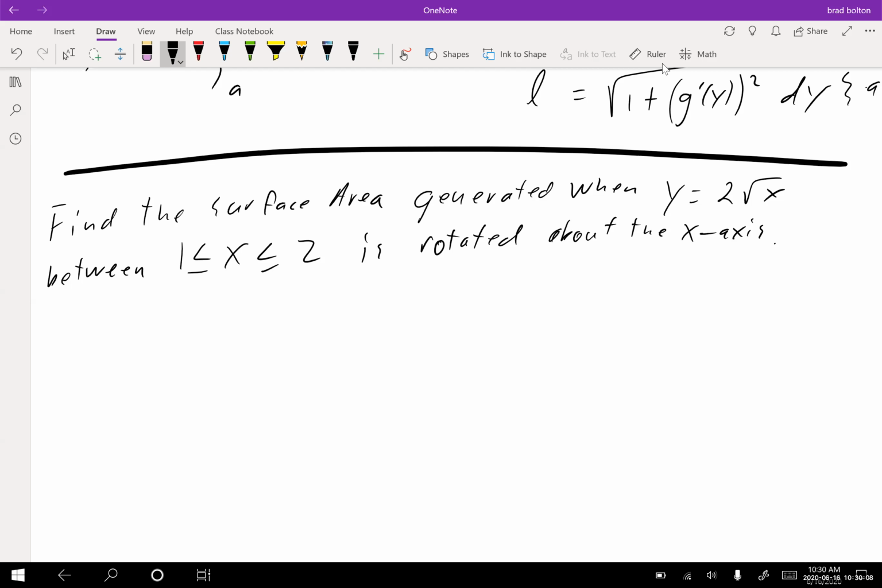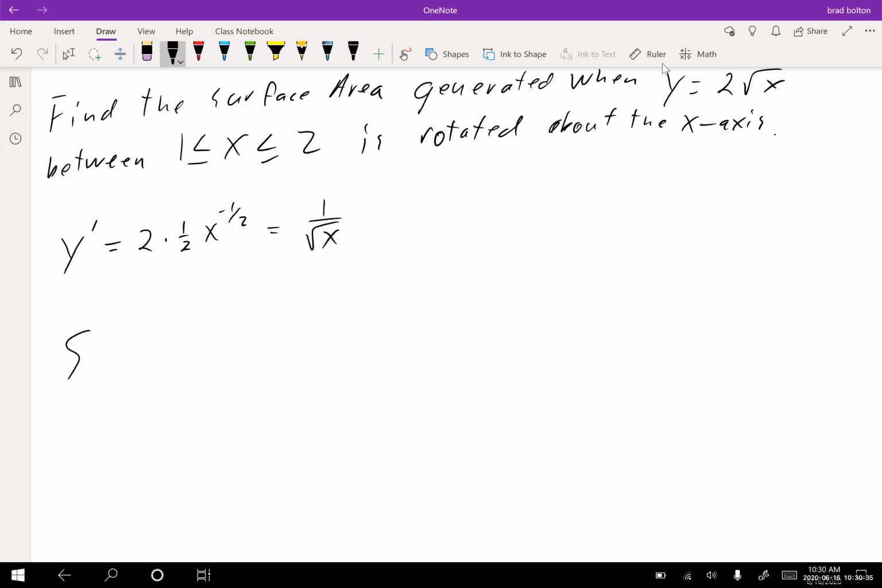Okay. So first thing we've got to do is find our L, right? So in order to find L, we have to find the derivative. So we know that y prime is 2 times 1/2 times x to the negative 1/2, right? So that will end up being 1 over the square root of x. And that is my y prime. Okay. So then we have to plug all this into our formula.